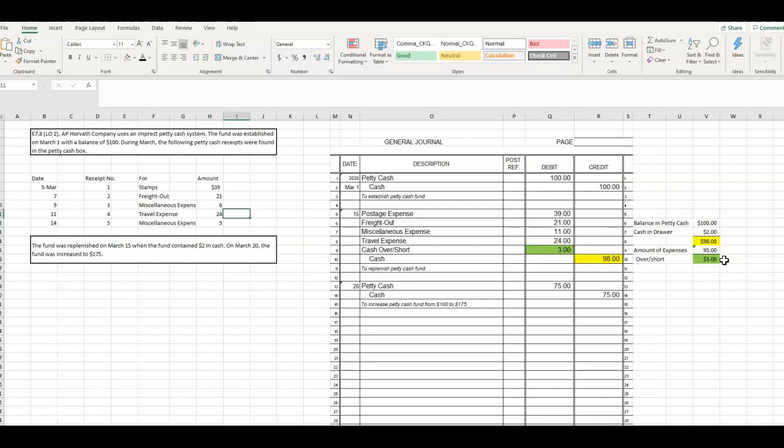That means I'm short on cash. That will be a debit. When the expenses are less than the amount of the credit to cash, you will debit cash over short.